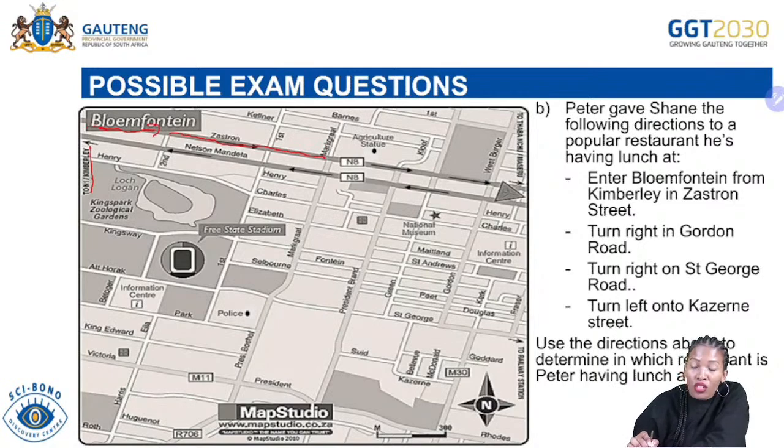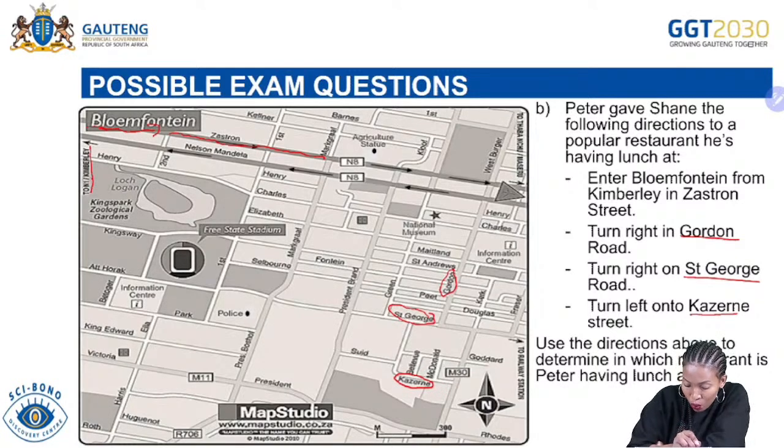And then turn right into Gordon Road. So where is Gordon, guys? Here is Gordon. First of all, let's highlight the things that I mentioned. Gordon, there is Gordon. And then where is St. George Road? This is St. George Road. And then Kazin, where is Kazin? This is Kazin.